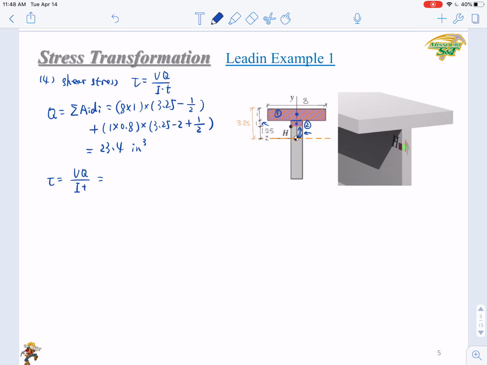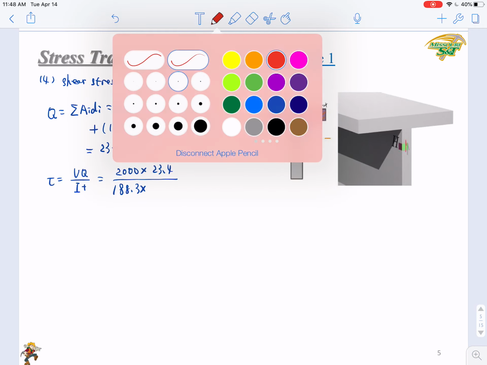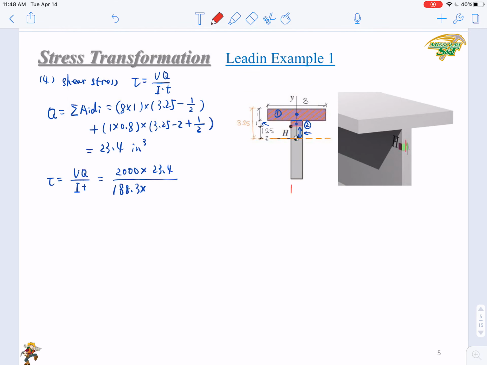Then tau can be calculated by VQ over IT. V is 2000 times 23.4 over 188.3 times, what is the thickness? The thickness is here, right? That is t_w, the thickness of the web, or 0.8. Right? So we get the result that is 311 psi.